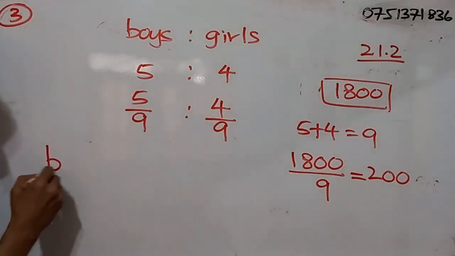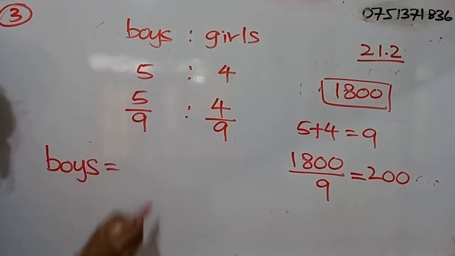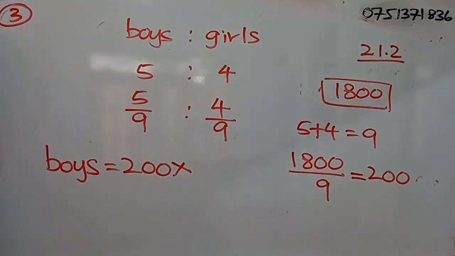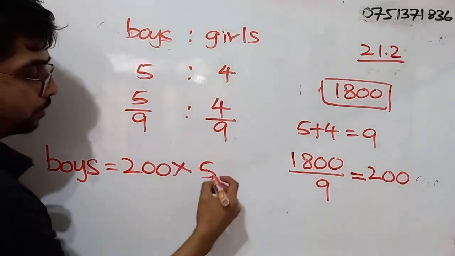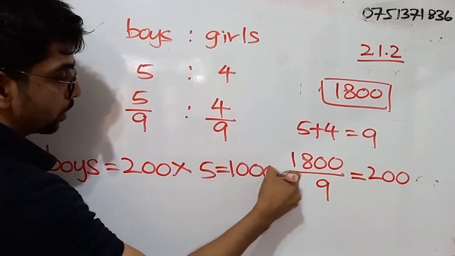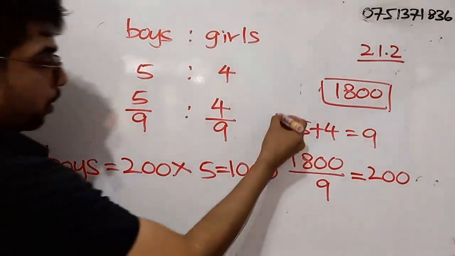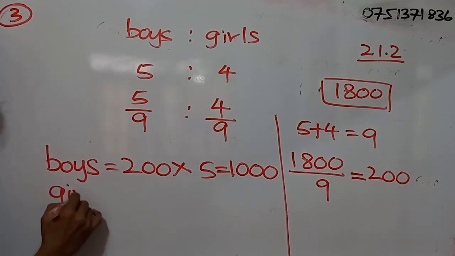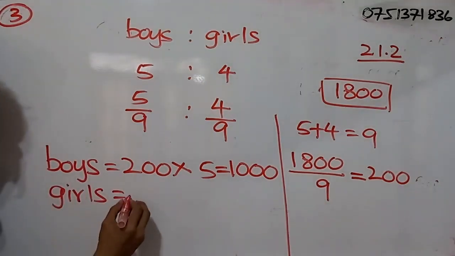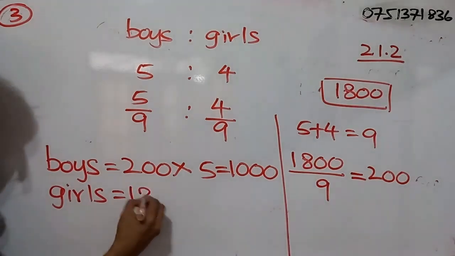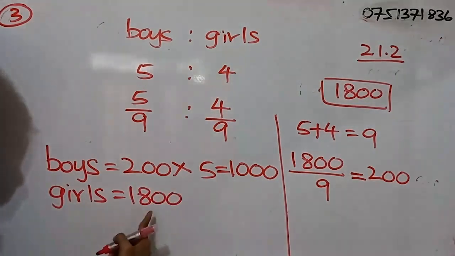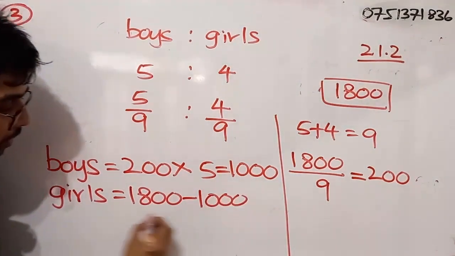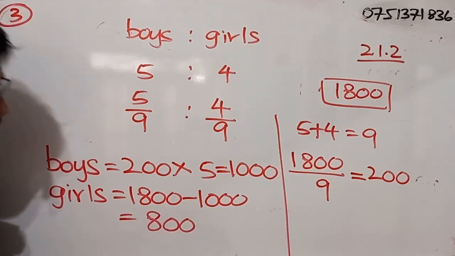So what is the number of boys? Value of one part, which is 200, we have to multiply that by what? Number of parts, which is 5. So we get what? 1,000. So the number of boys are what? 1,000. So if the number of boys are 1,000, what is the number of girls? 1,800. That is the total number of boys and girls, right? So we have to subtract 1,000 from it. So we get what? 800.